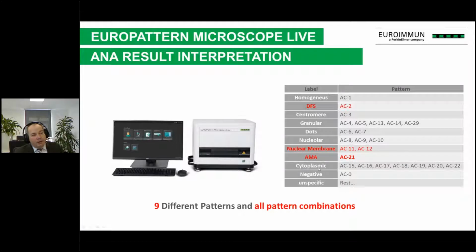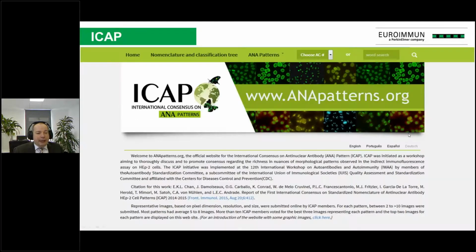Here on the left side in this table, you see the labels of the patterns. On the right side, you see numbers. These numbers are from ICAP. ICAP is the International Consensus on ANA Patterns. You can find the information about it on www.anapatterns.org. And here you can find the special nomenclature and classification tree, but also very nice descriptions of the patterns. And if you have the registration, you can also make some tests and learn a lot about ANA diagnostic.